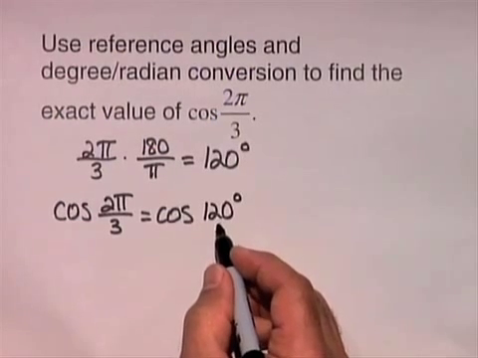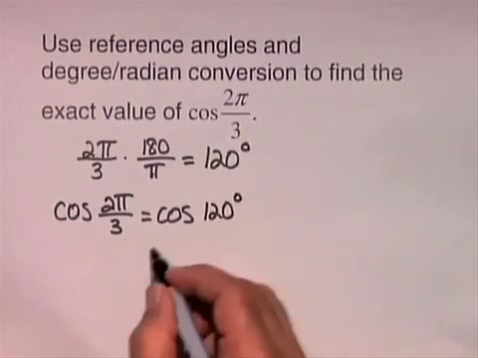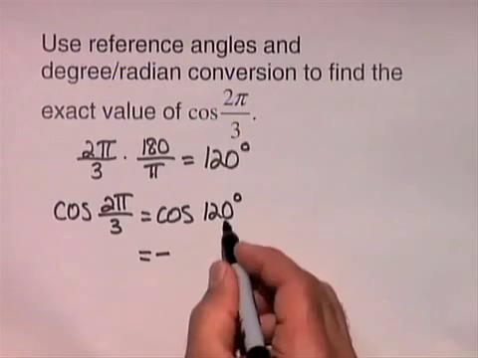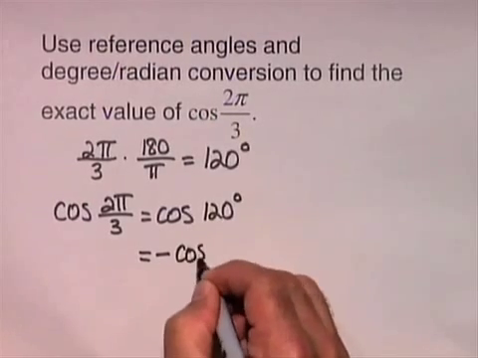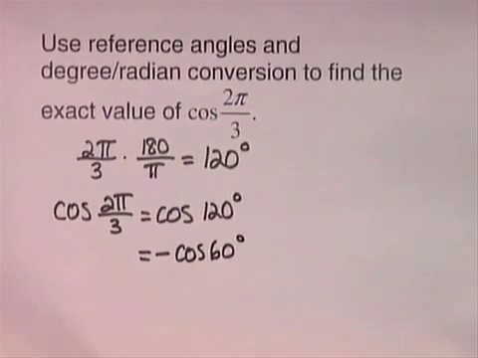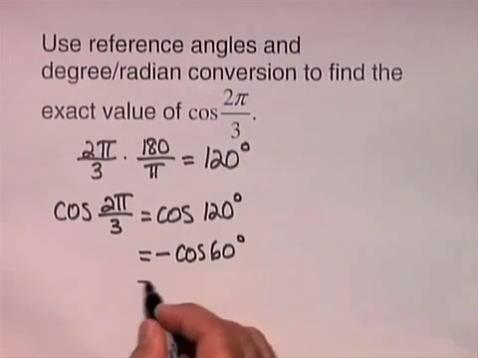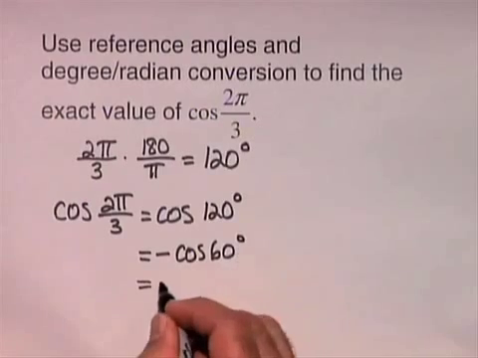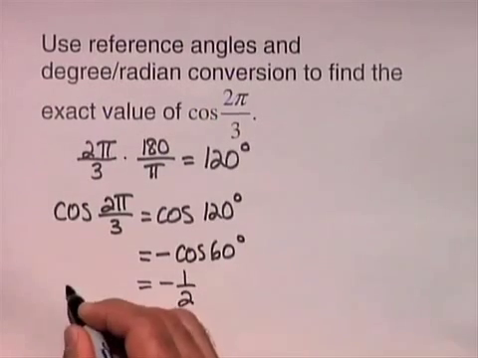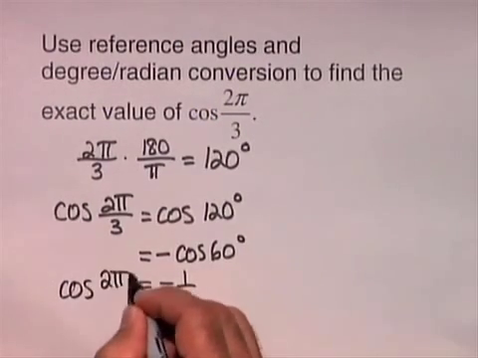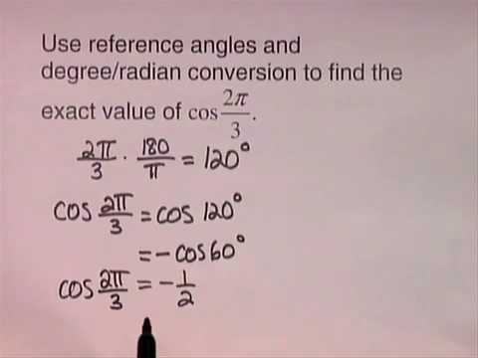120 degrees is in quadrant 2. Cosine is negative. Reference angle is 60 degrees. So this is equal to negative the cosine of 60. Cosine of 60 is 1/2. It's equal to negative 1/2. So cosine 2 pi over 3 equals negative 1/2.